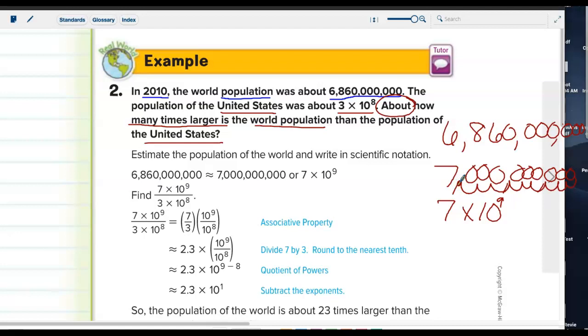Okay, we need to know about how many times larger the world population is than the United States population. Does this number represent the world or the United States? World. Adriana? It's the world, right? Because it says the world population. Okay, so this is world. And we're going to divide it by the U.S. population. So what number goes with the U.S. population? Tristan? 3 times 10 to the 8. Good.